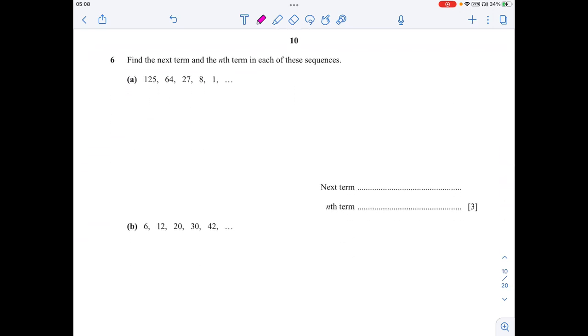Next, find the next term and the nth term in the sequence. Next term. So we see that this is 125, which is for 1, and for 2, and for 3, and for 4, and for 5. So for 1, it is going to be 5 cube. For 2, it is going to be 4 cube. For 3, it is going to be 3 cube. For 4, it is going to be 2 cube. And for 5, it is going to be nothing but what? 1 cube. So obviously the next term will be nothing but what? 0 cube. The next term is going to be 0.